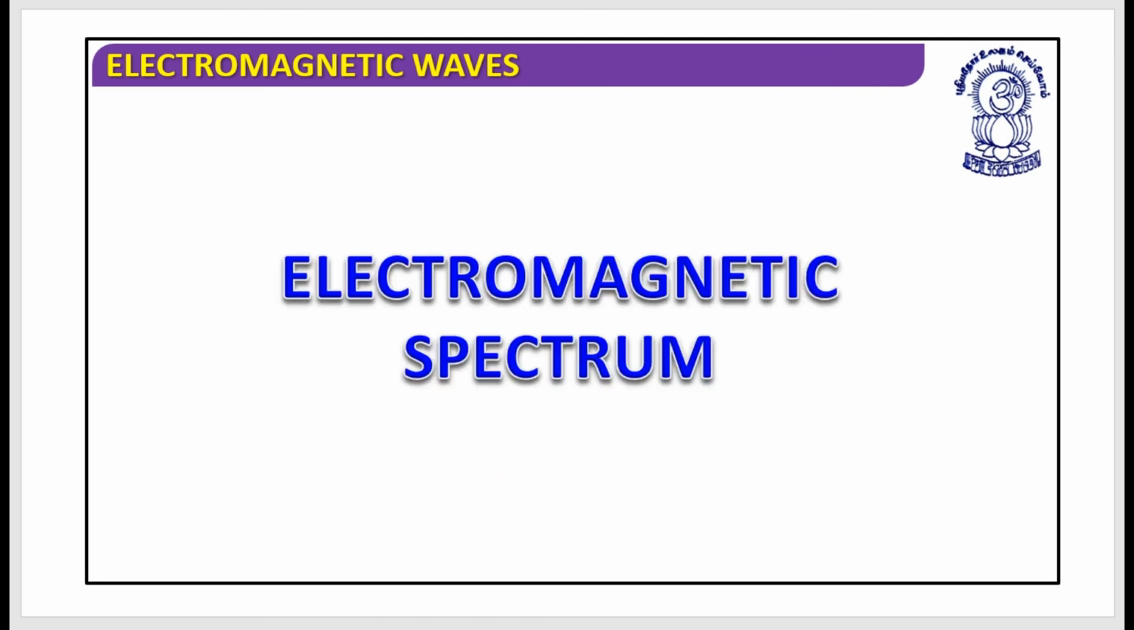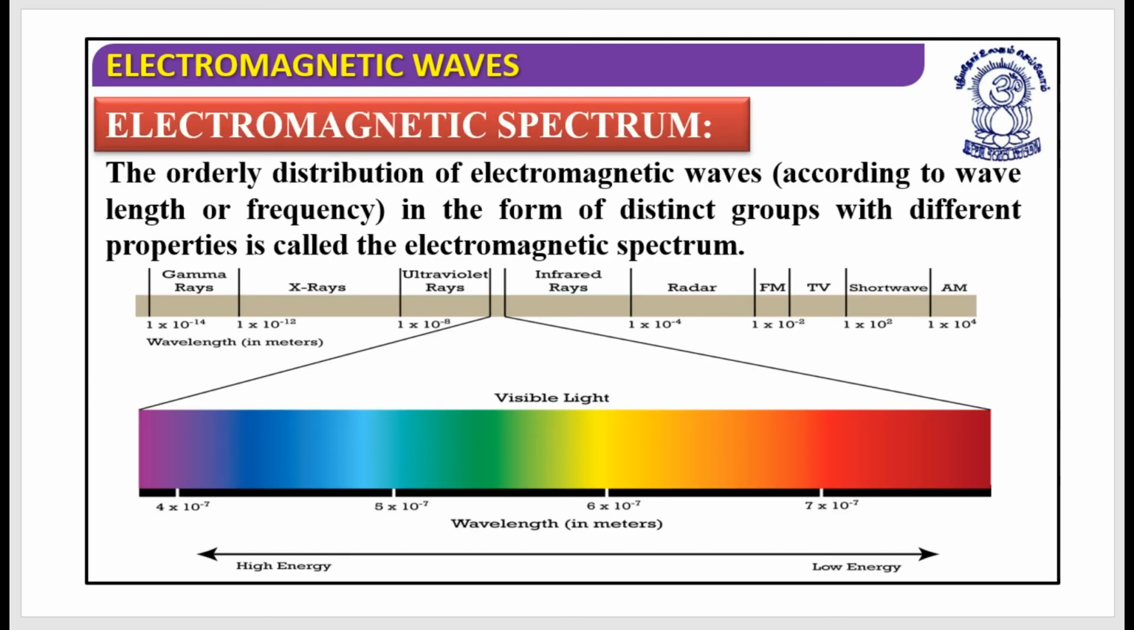Great. Now let's discuss certain theoretical parts, and that is the electromagnetic spectrum. So what is the electromagnetic spectrum? We can say that the orderly distribution of EM waves according to the wavelength or the frequency in the form of distinct groups with different properties is known as the electromagnetic spectrum.